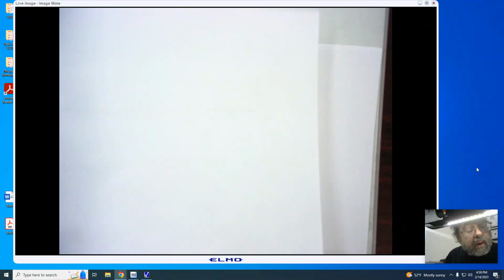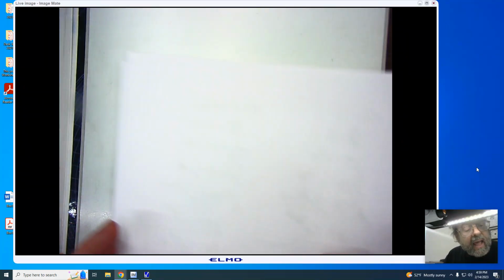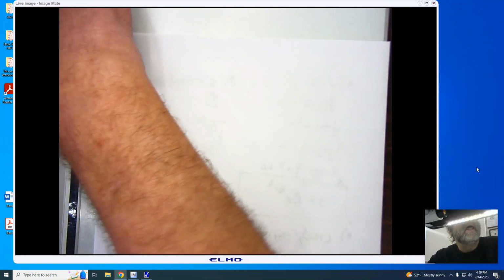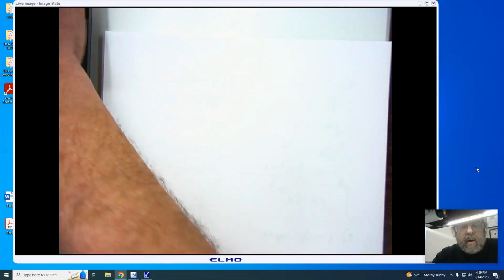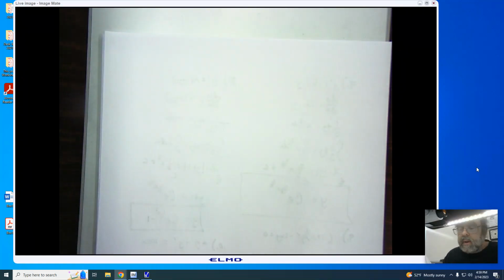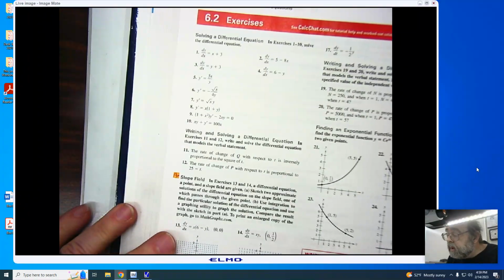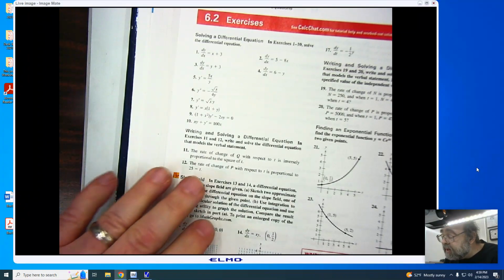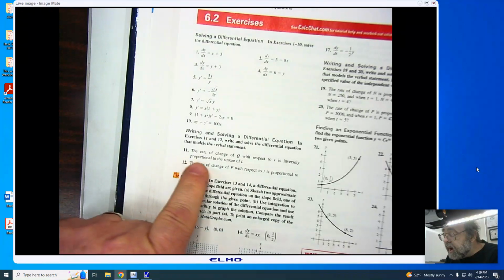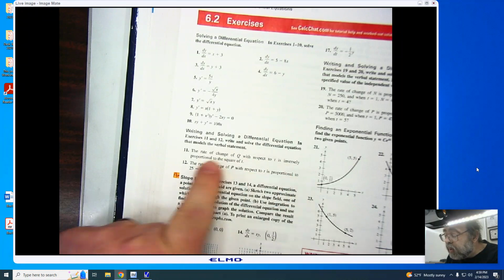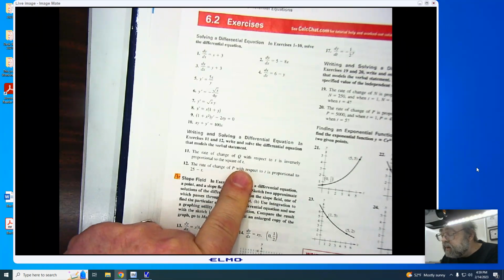Moving on, we're looking at number 11. Now, please be aware, number 11 is where we start to use the language. All right, so let me go to it so you can read it and follow along with me. We're translating our language into the word problem, which they then want us to write and solve. So the rate of change of q with respect to t is inversely proportional to the square of t.